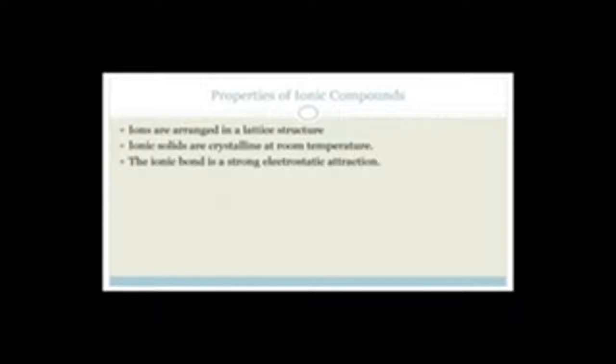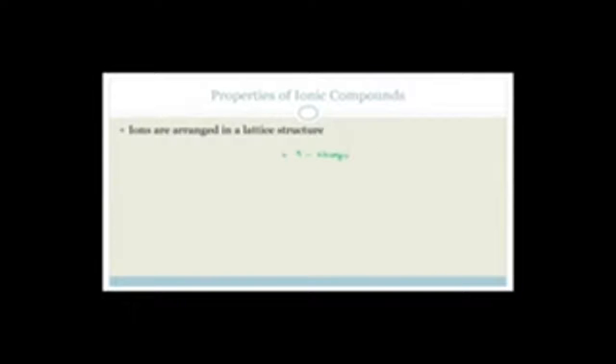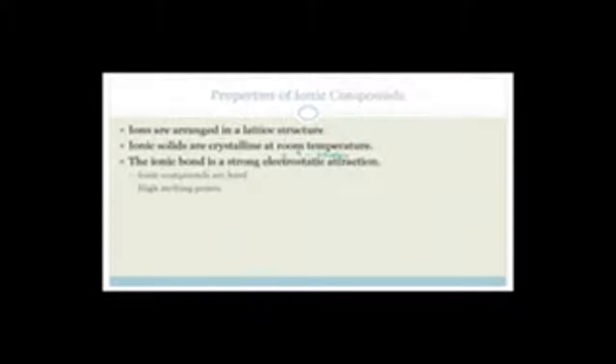Okay, that's important. The ionic bond is a strong electrostatic attraction. Remember, electrostatic is an attraction between positive and negative charges. Okay, positive and negative charges. And if we just go back for a second, do you see here that we've got a very strong charge? I mean, attraction between magnesium, which is positively charged, and oxygen, which is negatively charged as well. And it's two plus and two minus. So that there is a strong electrostatic charge. Okay, so what does this mean? It means that ionic compounds are hard. They've got high melting points because it takes quite a lot of effort to break down those strong bonds.